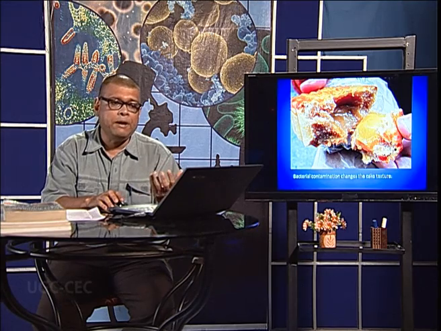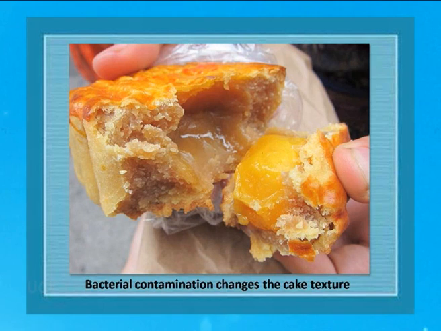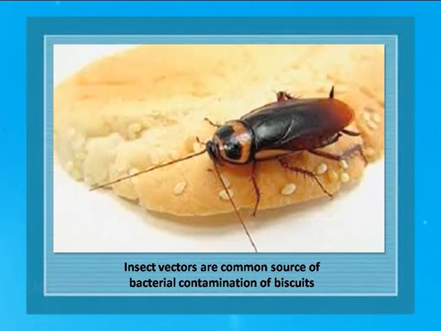Cakes which we prepare from milk, flour and also egg may be contaminated by bacteria. And this bacterial contamination will change the texture, which also includes Pseudomonas. Biscuits, which are bakery products, apparently will not have any contamination when produced from the bakery, but because of poor storage, because of insect vectors like cockroaches, there will be bacterial contamination.